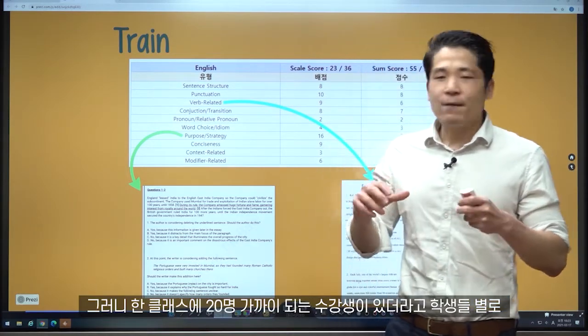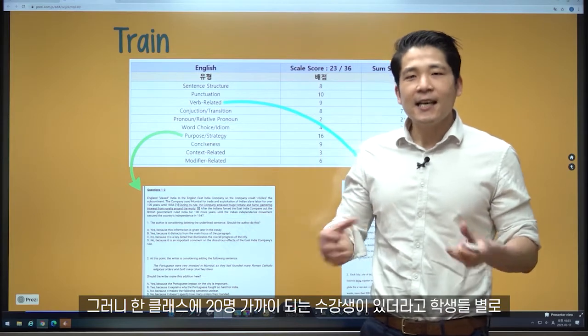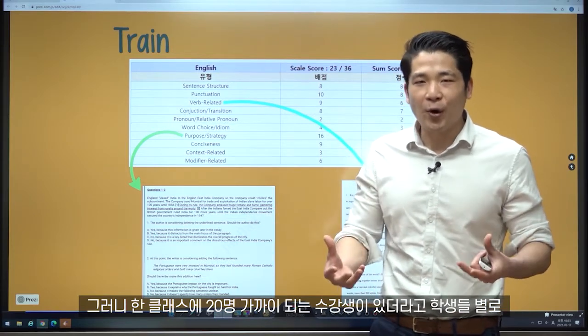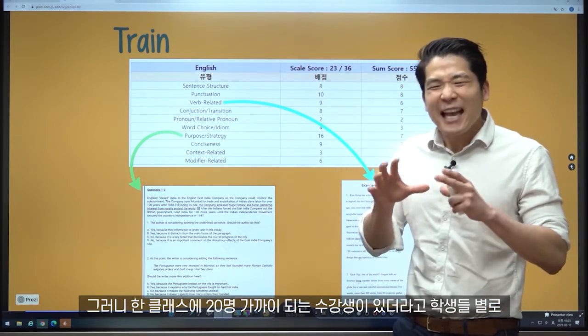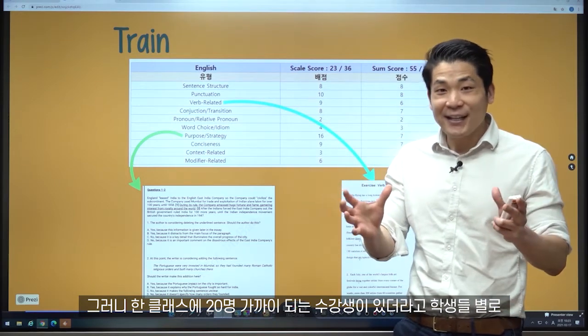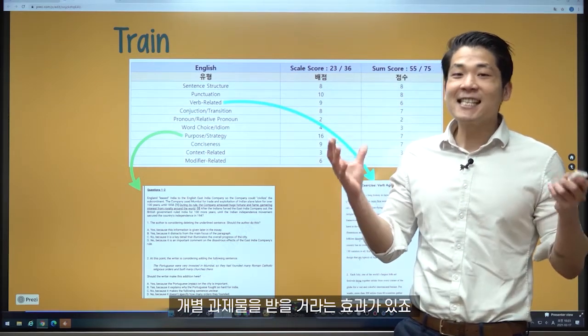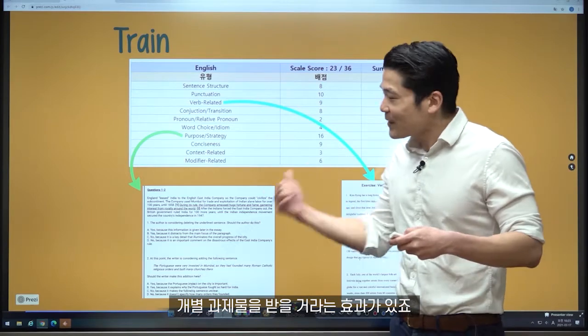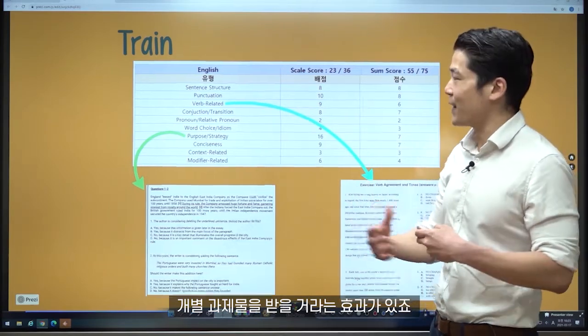So if you have a class full of 20 kids, you'll still be getting personal homework. You'll be getting that sort of individual experience even when you're in a class setting. I think that's a huge benefit for this class.